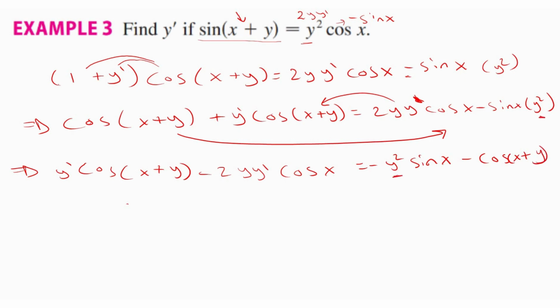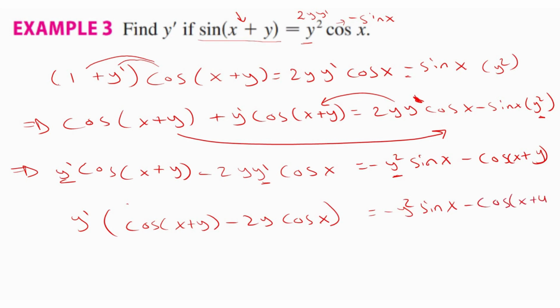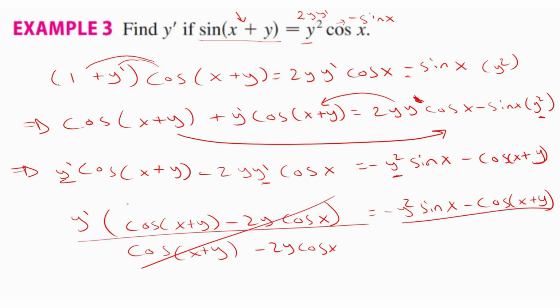Now solving for y prime, we can take it as a common factor. This will be y prime multiplied by cosine of x plus y minus 2y cosine of x, and on the other hand we have negative y squared sine of x minus cosine of x plus y. If we want to solve for y prime, we might divide both sides by this expression, cosine of x plus y minus 2y cosine of x, and here it will be cosine of x plus y minus 2y cosine of x.